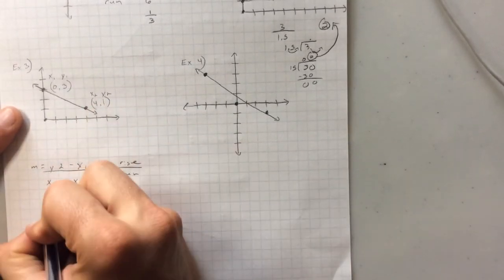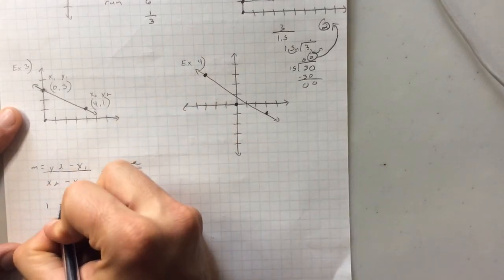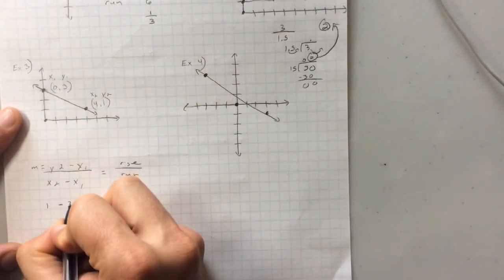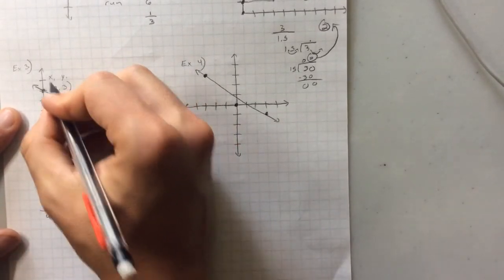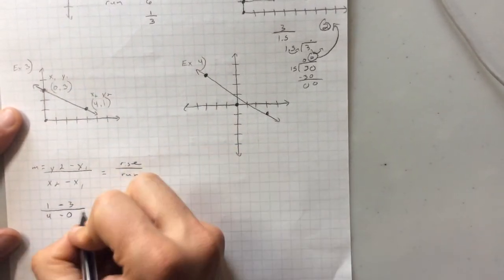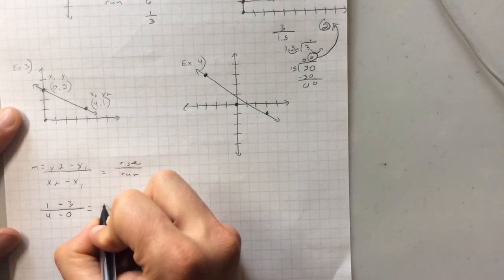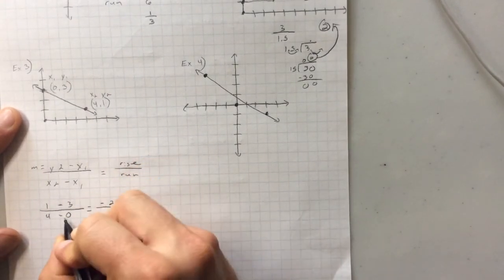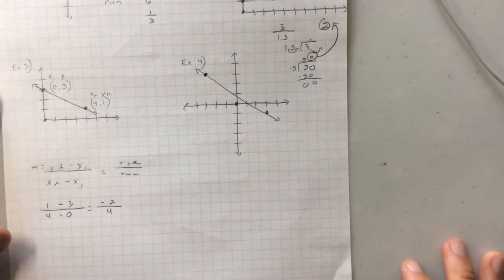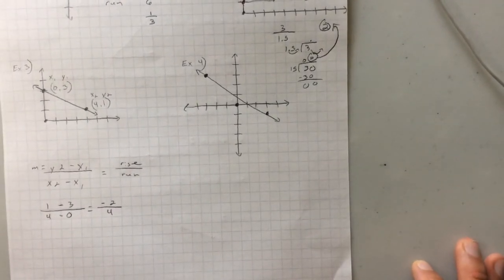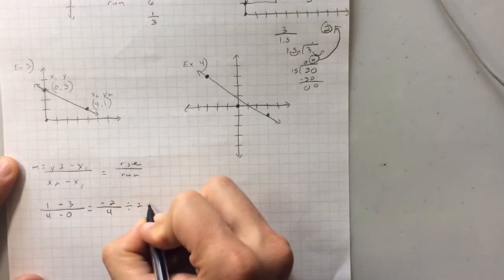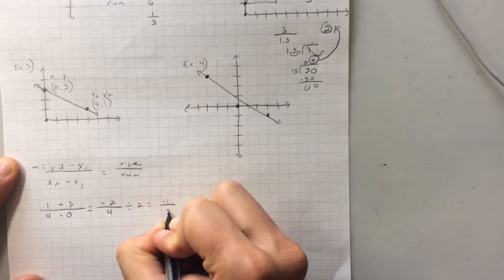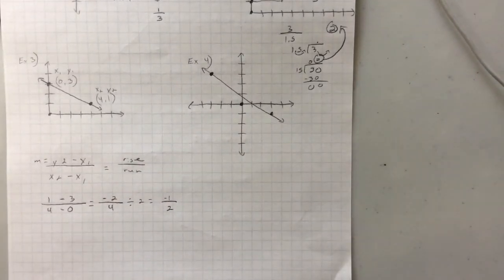So y2 is going to be 1 minus y1, which is 3, over x2, which is 4, minus x1, which is 0. Okay? Well, 1 minus 3 is going to give me a negative 2. 4 minus 0 is going to give me 4. So my slope is going to be negative 2 over 4. So once again, ladies and gentlemen, we must simplify these. I can divide both of these numbers by 2, giving me a negative 1 over a positive 2. And that's your slope.